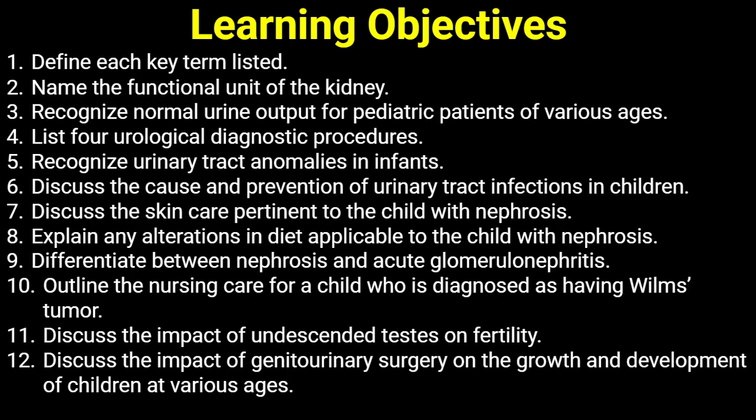Next, we'll discuss congenital urinary tract anomalies and urinary tract infections, including risk factors, assessment findings, prevention, and nursing care. We'll then compare two important renal disorders, nephrotic syndrome and acute glomerulonephritis, focusing on their pathophysiology, assessment findings, treatment, and nursing priorities. These conditions are commonly tested on the NCLEX because they have similar presentations but different underlying causes and management.